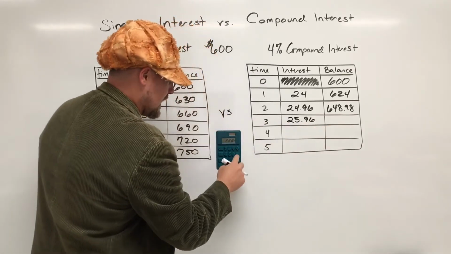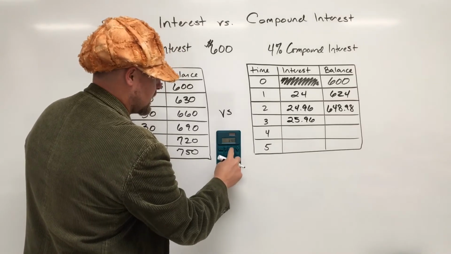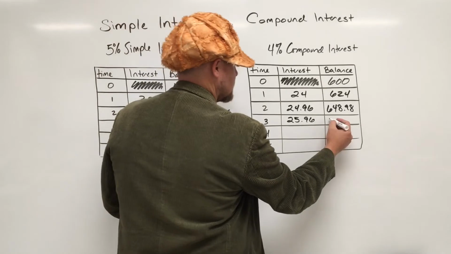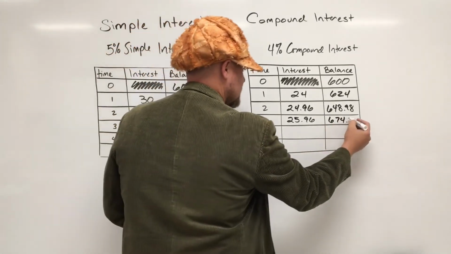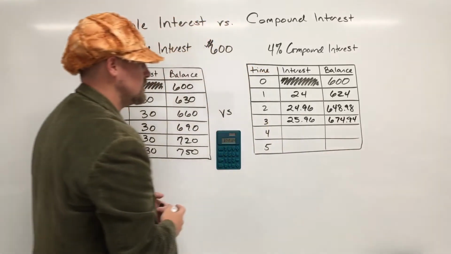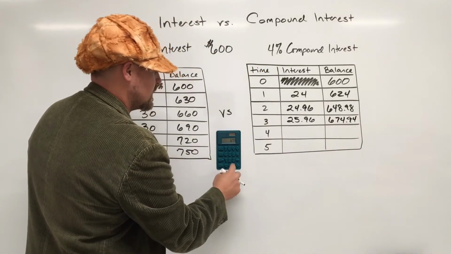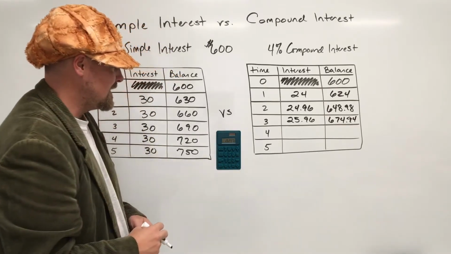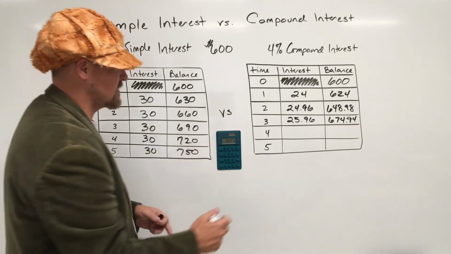I'm going to add that to $648.98. That gives me $674.94. I then take $674.94 times 0.04. That's going to give me, this is 26.997, so this is $27.